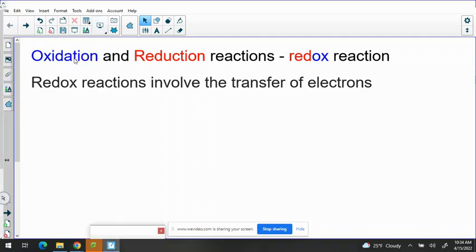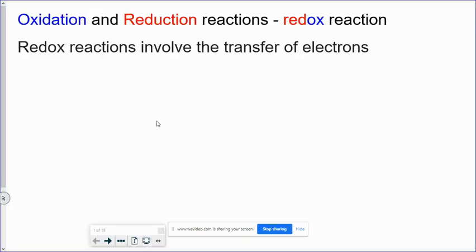Hello everyone, today we're going to be going over the tens. The first thing that you need to know is that this is called the oxidation reduction unit, or we shorten it to redox for short. Redox reactions involve the transfer of electrons, so they're a little bit different than our acid-base unit, which was really dealing more with the hydrogen ion. Here we're going to be dealing more with the electron.